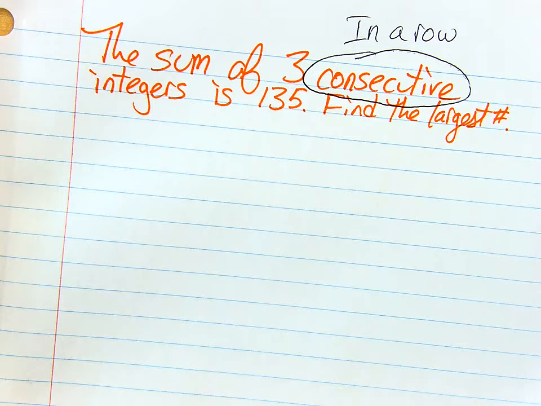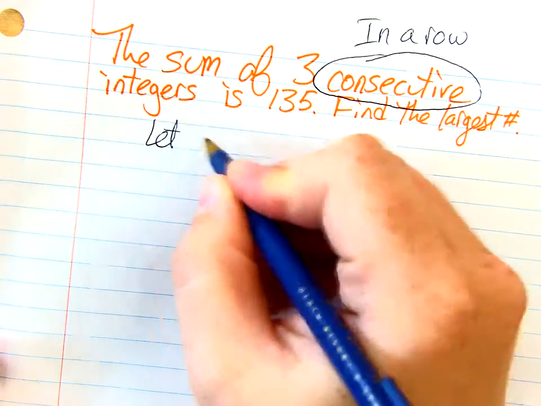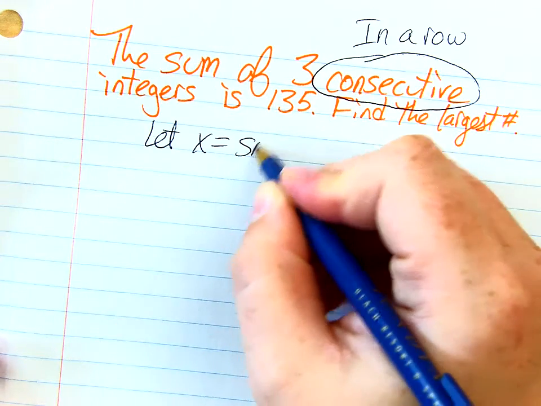The sum of three consecutive integers is 135. Do you know what the smallest one is? Pretend you don't know. We don't know. I don't know what the smallest one is. I'm going to call the smallest one x. All right? So there we go. Let x equal the smallest.